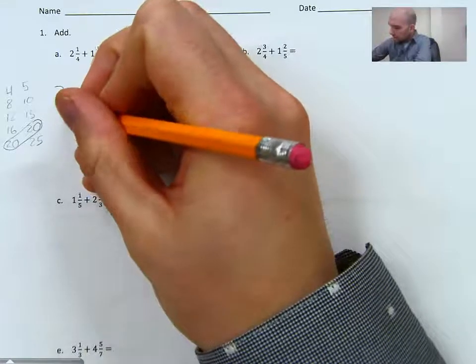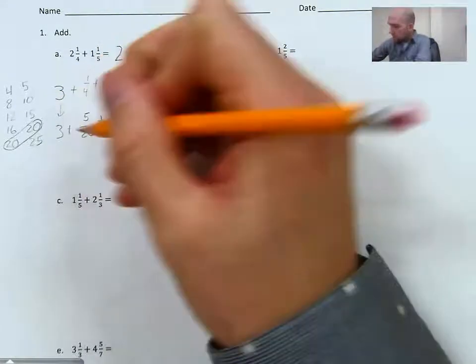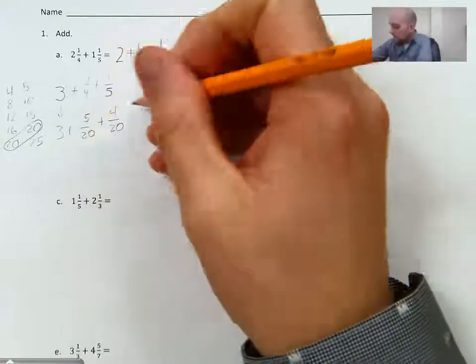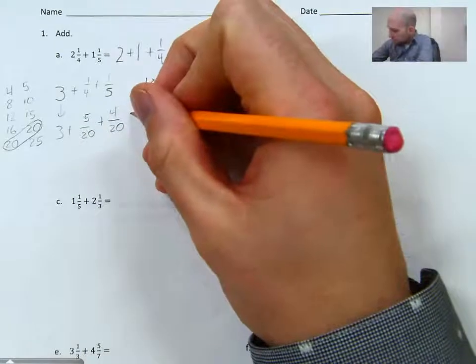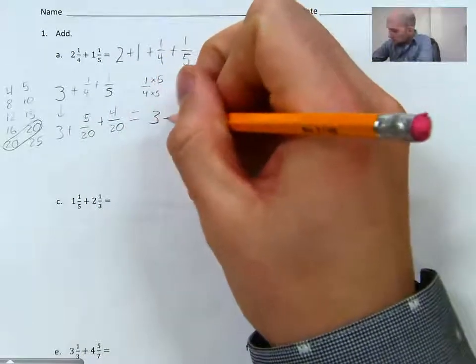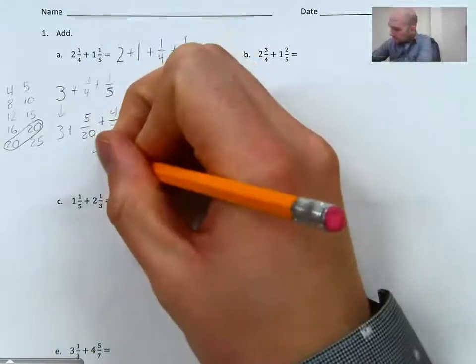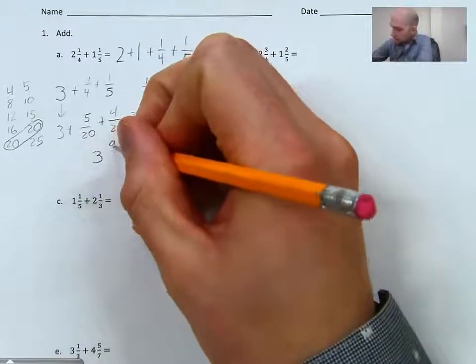I'll bring down my 3. Now that I have like denominators, I can add together. So I'm going to add my numerators up. I get 9 20ths. We can just express that as 3 and 9 20ths.